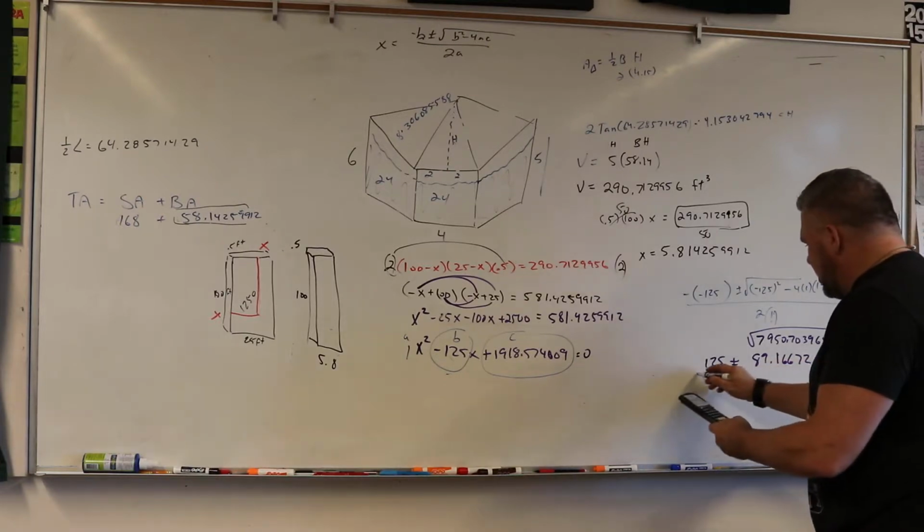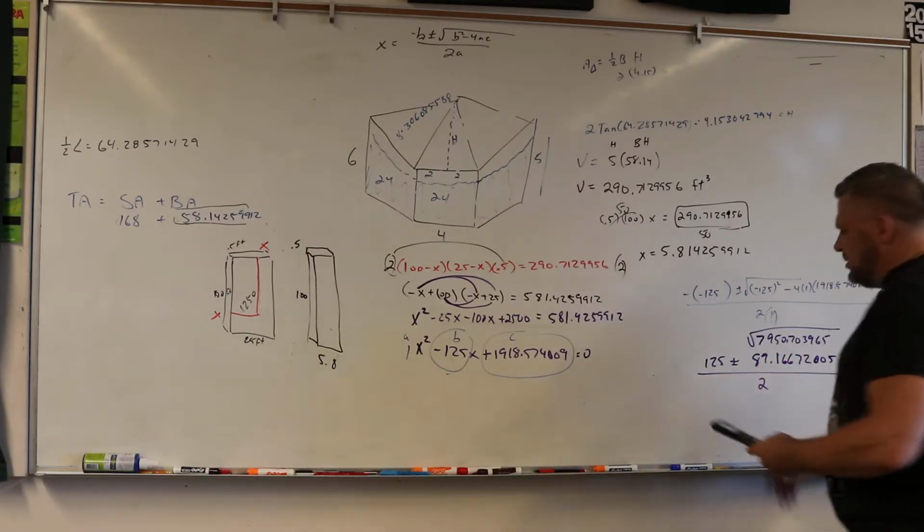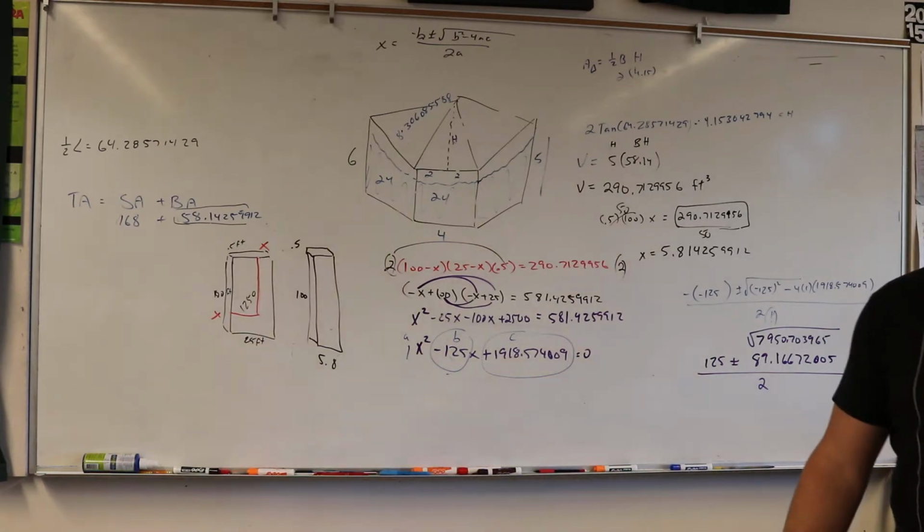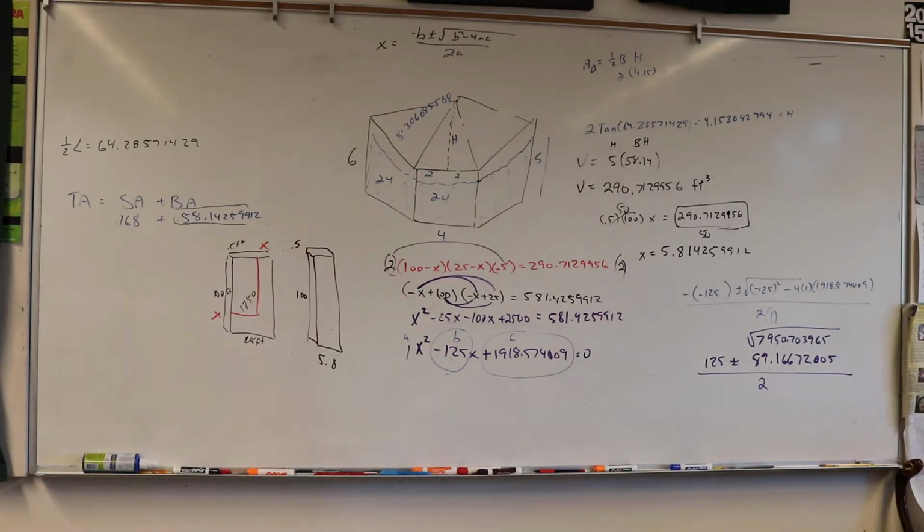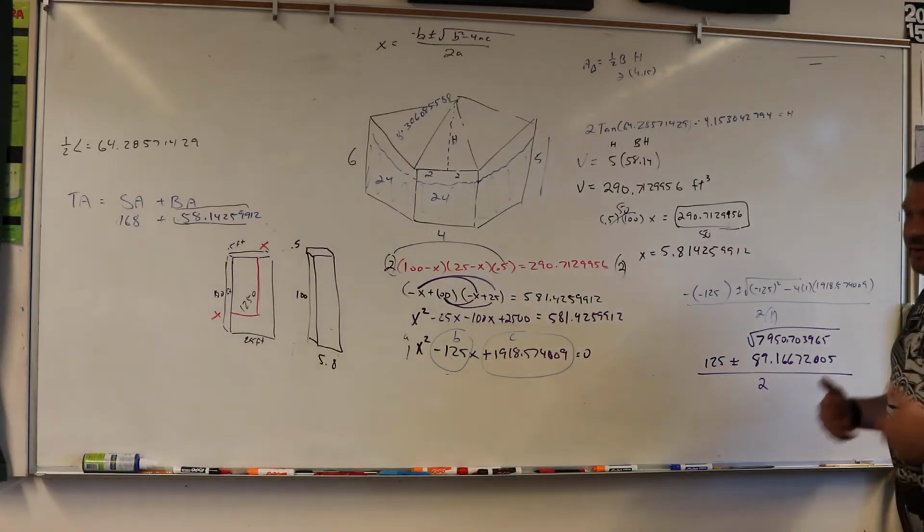0.166720005, all over 2. Now in this case, we're getting 2 answers. In this case, the 2 answers are going to work.